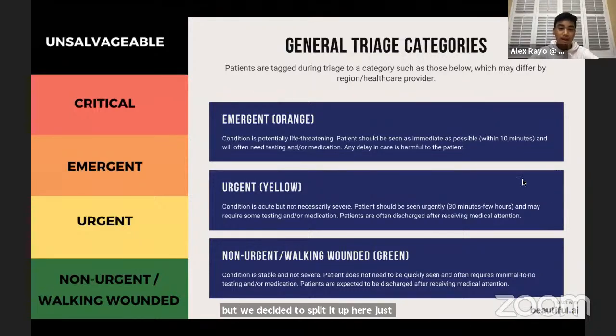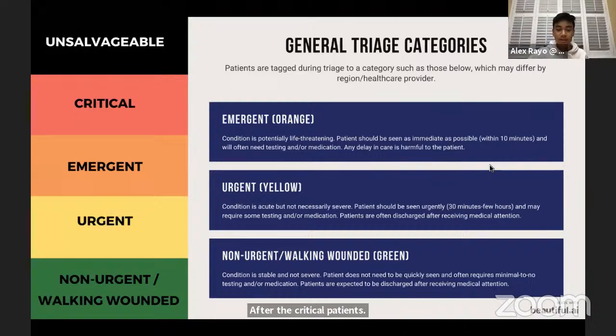So the next one is emergent, which we have as orange. And this is a patient who has a potentially life-threatening condition. And so they should be seen as immediately as possible. So if not immediately, they should be seen at least within 10 minutes. And they'll often need, again, testing or medication. And any delay in care is harmful to the patient. So medical staff will prioritize these patients as well after the critical patients.